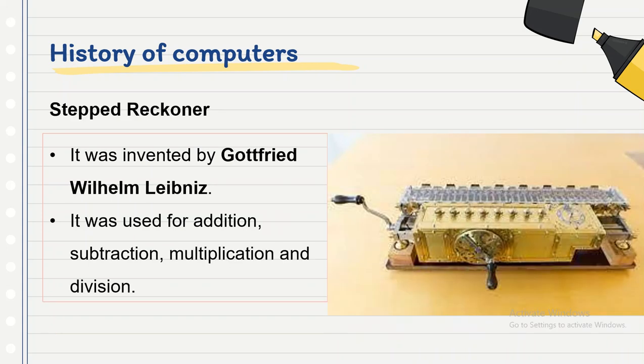After that, Gottfried Wilhelm Leibniz invented stepped reckoner. It was more advanced than Pascaline because it was used for addition, subtraction, multiplication and division.